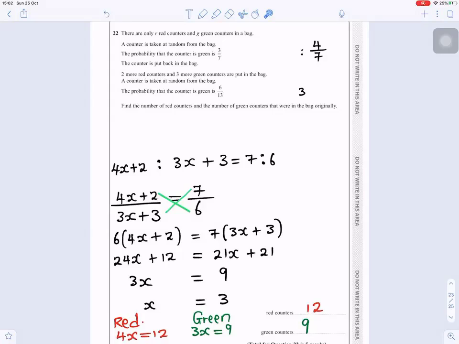And you can work out x to be 3. And so if 3x is 9, that gives you green. 3x is 9. That means there's 9 green. And then 4x is 12, which gives you the 12 red. So there's 9 and 12. 9 for green and 12 for the red.